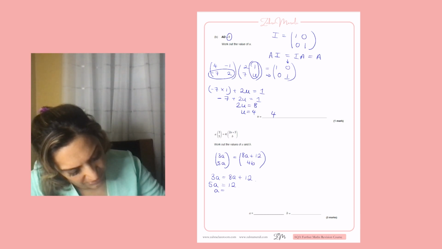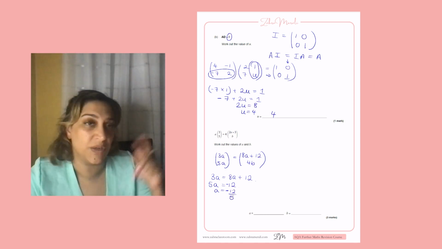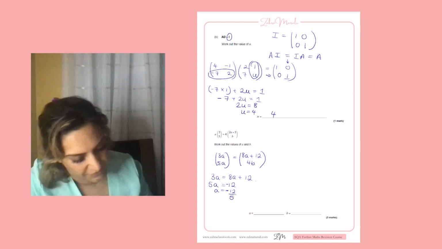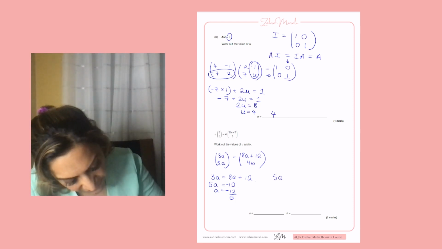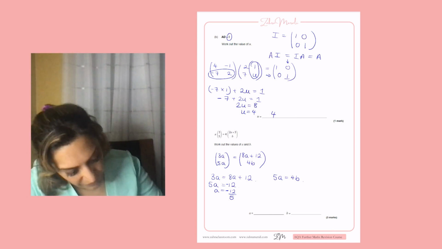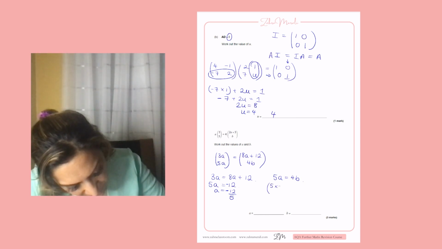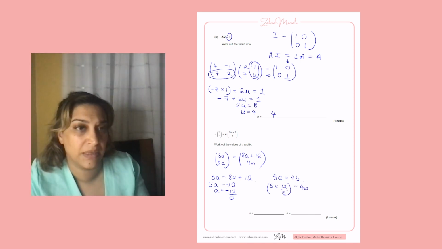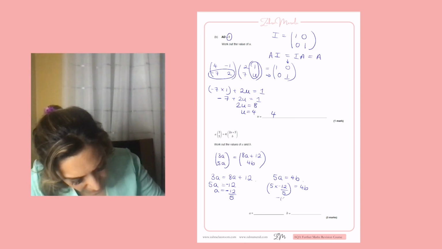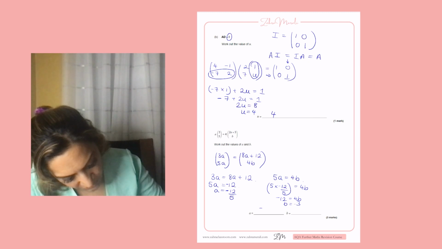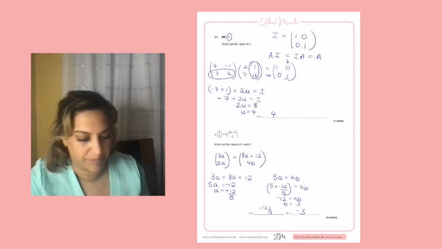So if we do 8 minus, then we move minus 12, it doesn't matter which way you do it. Whether you put the 12 on that side or the other side, just make sure you get the minus in. So A is minus 12 over 5. And then we've got 5A equals 4B, but we know that A is minus 12 over 5, so we get 5 times minus 12 over 5 equals 4B. So we've got minus 12 equals 4B, so B must be minus 3. So minus 12 over 5 and minus 3.